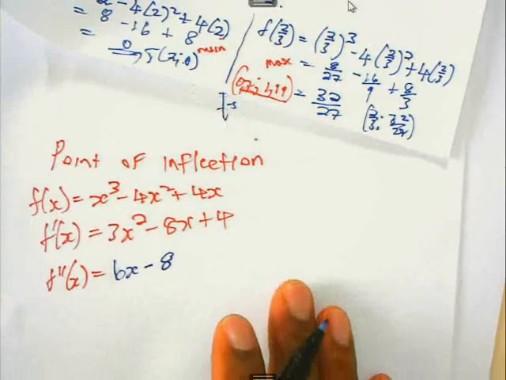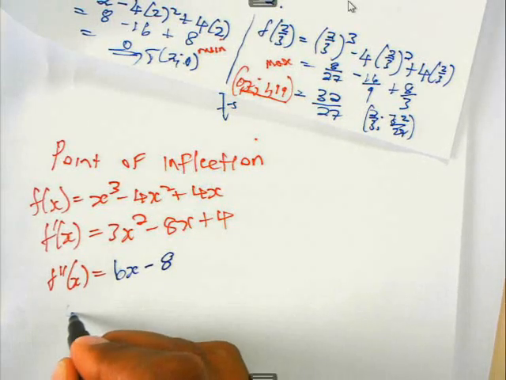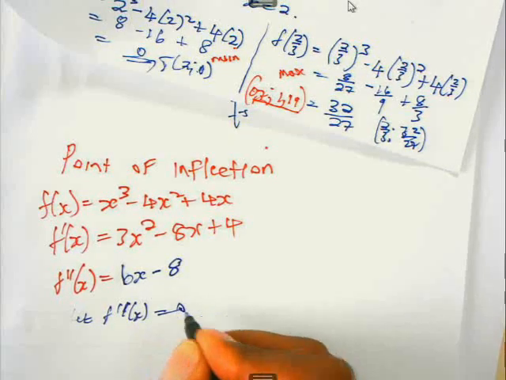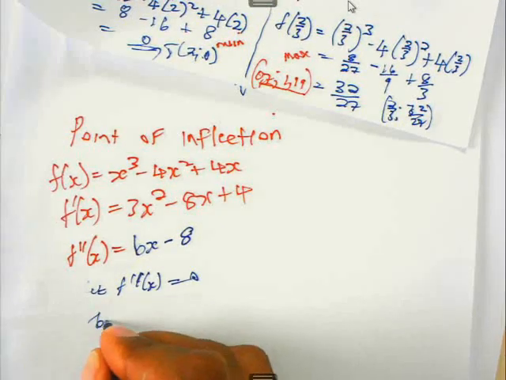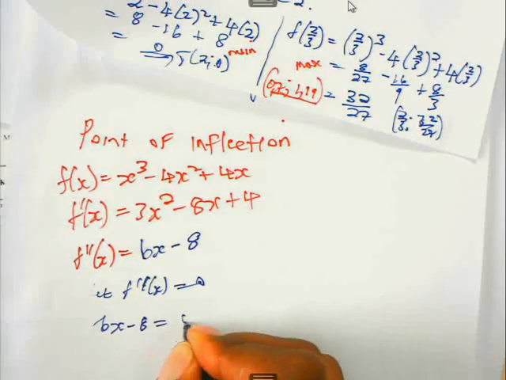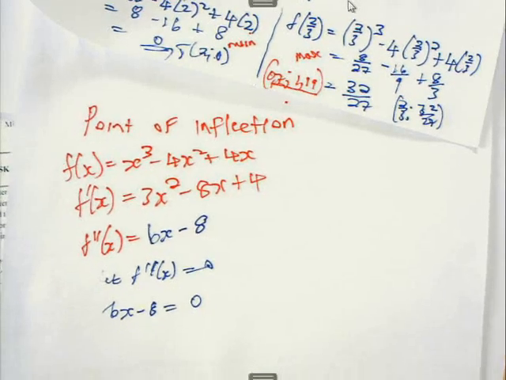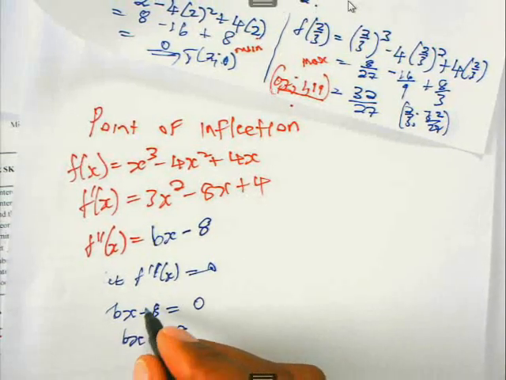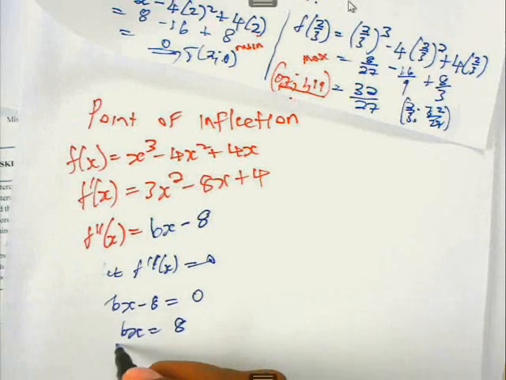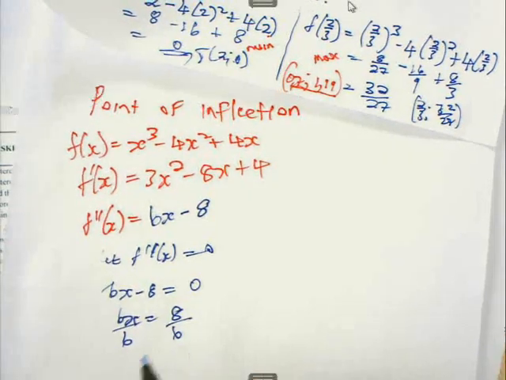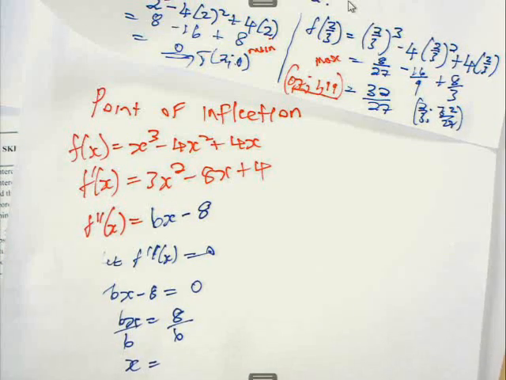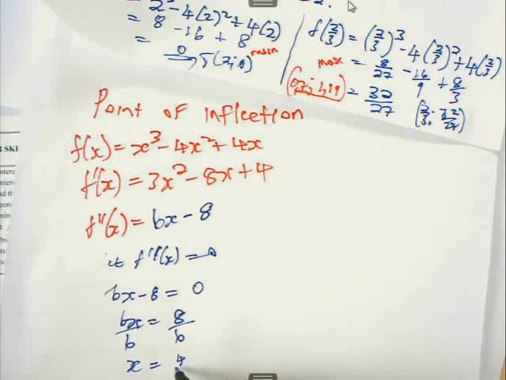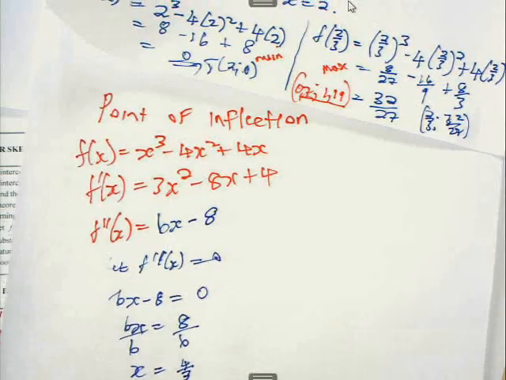And the other thing which is very important, you must let f double prime of x be 0. Then we have 6x minus 8 equals 0. From this one you can say 6x equals 8, when you move it to the other side it is positive 8. Then divide by 6, then x is 8 over 6, which is going to be 4 over 3.